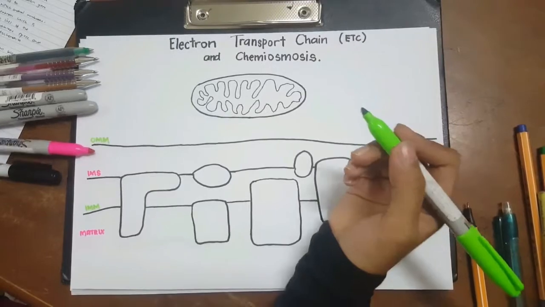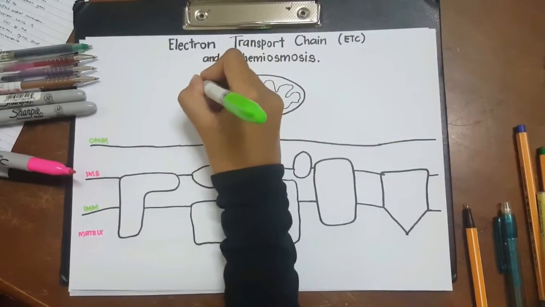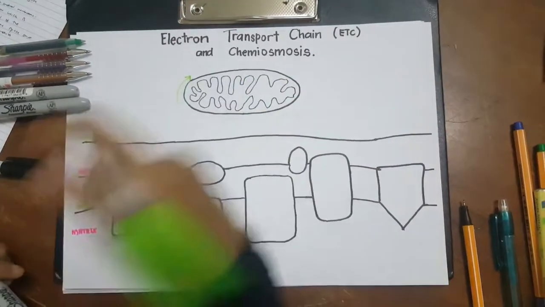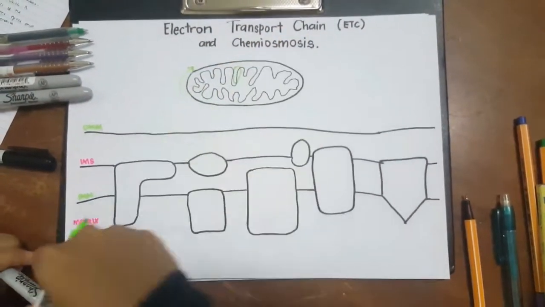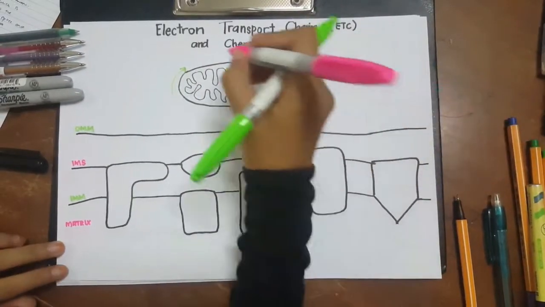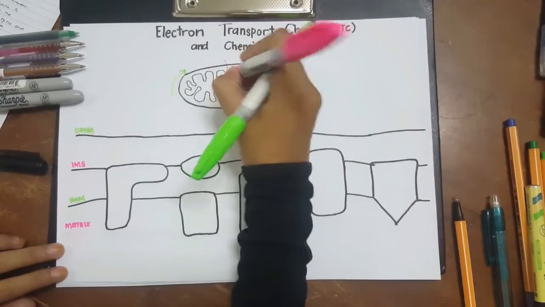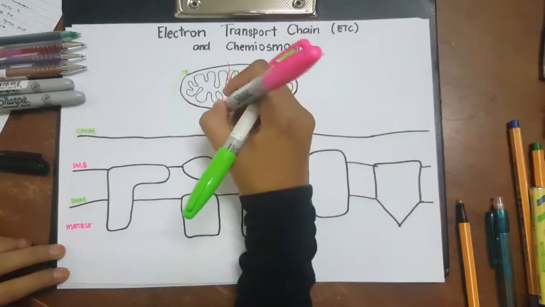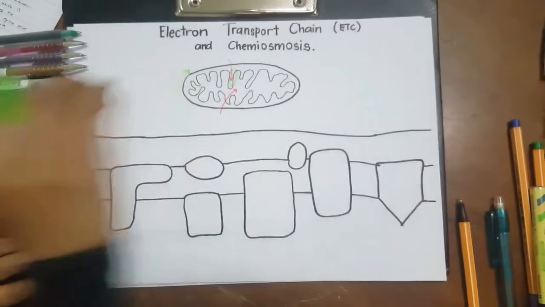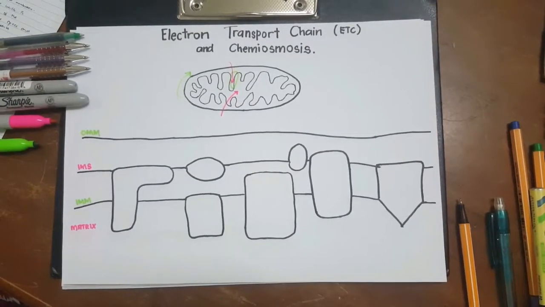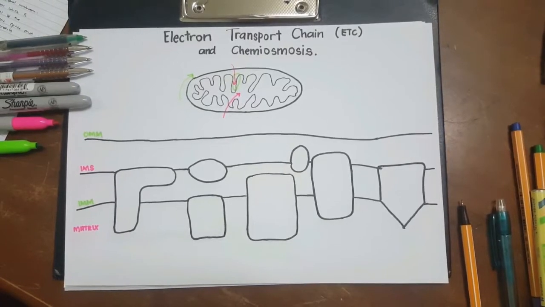Of the outermost membrane, we have the outer mitochondrial membrane. And the second membrane inside is the inner mitochondrial membrane. Between the outer and inner mitochondrial membranes, we have the intermembrane space. Inside of the inner mitochondrial membrane, we have the matrix. The mitochondrial membrane is the place where the electron transport chain and chemiosmosis occur.